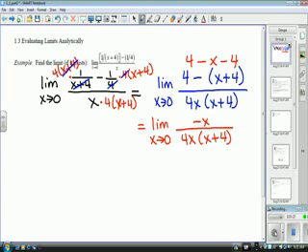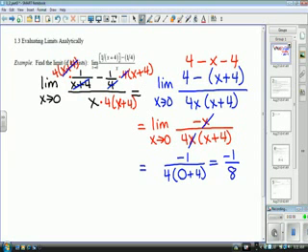What do I do now? Cancel out the x's. Am I ready to substitute now? Yes. So what's on the numerator? Negative 1. Substitute 0 into x, and we get negative 1 over 8.